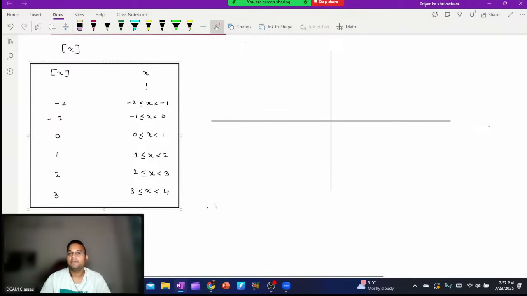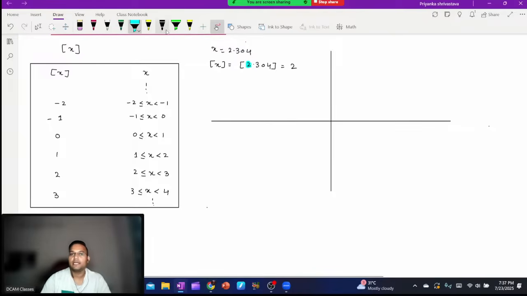See, what is the basic meaning now? If they have asked you the value of x as something like 2.304, and they have asked for the step function of this, so you have to find [2.304]. Now see, this 2.304 lies between 2 and 3. So the value will be 2. It means you have to focus only on this part.